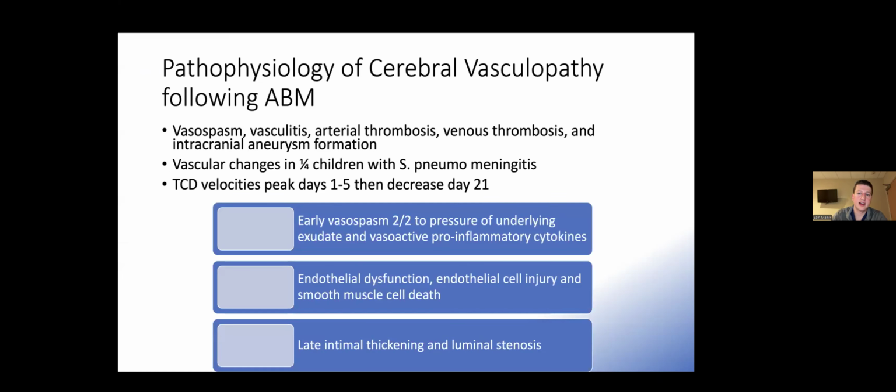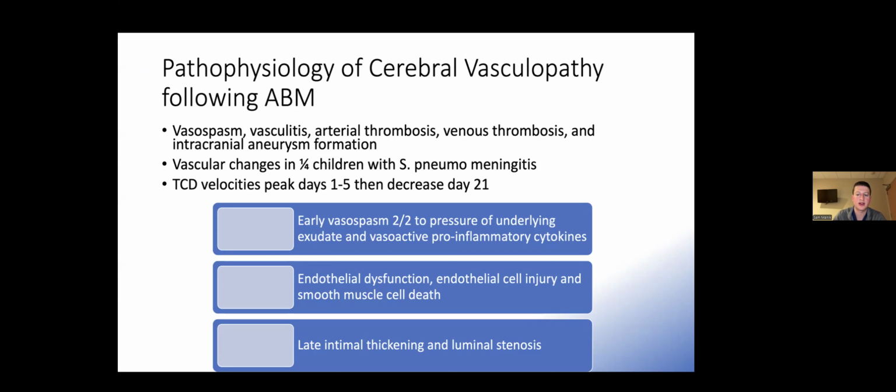Interestingly, the pathophysiology of vasculopathy changes over the clinical course of these patients fighting their infection. Early in their course, we believe that the vasostenotic disease is occurring secondary to vasospasm, where the blood vessels are reacting to the pressure of underlying exudate within the subarachnoid space, as well as vasoactive pro-inflammatory cytokines that are being released by the leukocyte migration and proliferation within this space.